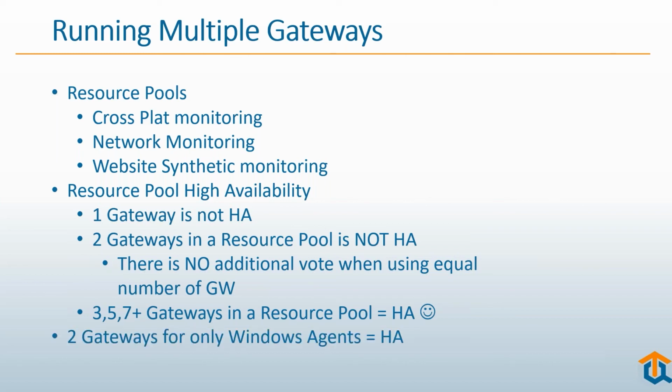Just for Windows agents, there are no real resource pools there. Then the gateway is just a management server sitting there waiting for a connection. So for just Windows agents, 2 gateways can be considered highly available, because if one goes down, then the Windows agents can send their data up to the second gateway and it will work.